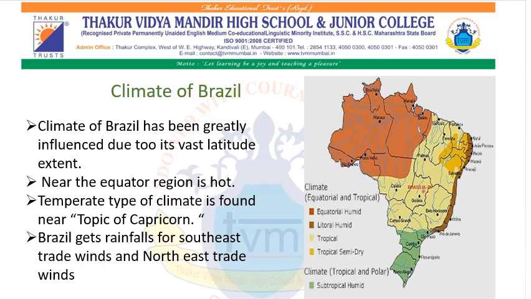We'll learn about the climate of Brazil. Brazil is a country which is located in the northern and southern hemisphere. It has a vast latitudinal extent and therefore it experiences a wide range of variation in climate. For example, near the equator it is hot, but if you go towards the Tropic of Capricorn in the south, it experiences a temperate type of climate. Brazil receives rainfall from southeast trade winds and northeast trade winds which blow from the Atlantic Ocean.